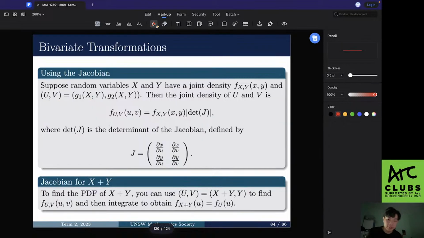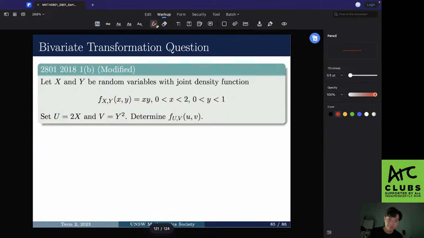So something useful about this is actually a third method for computing x plus y, because what we could do is we can find the joint density of x plus y and y, which would get us f of x plus y, y. But then we realize that we can find the marginal density function by integrating out the y, and that gets us the x plus y function by itself. So this is the final question.